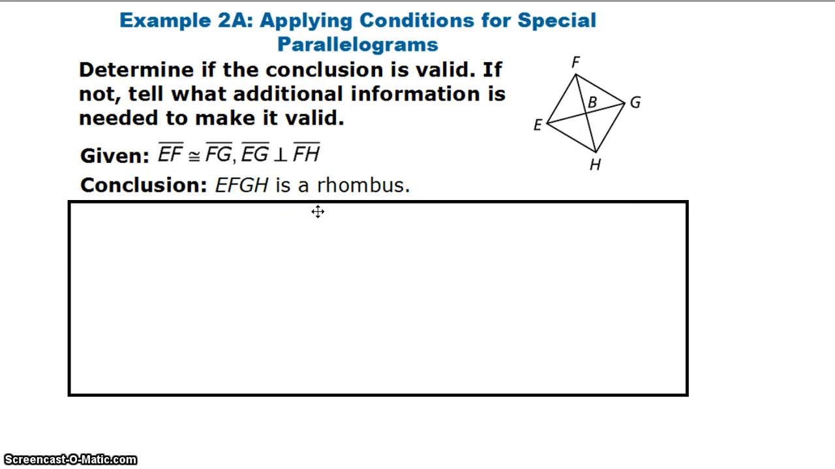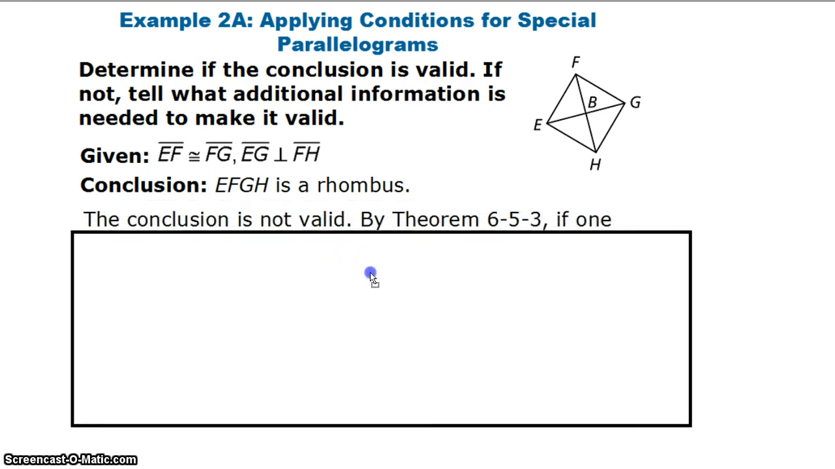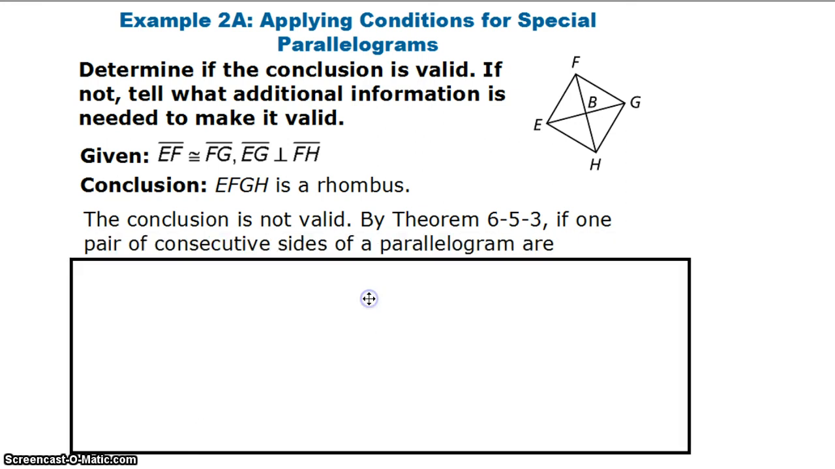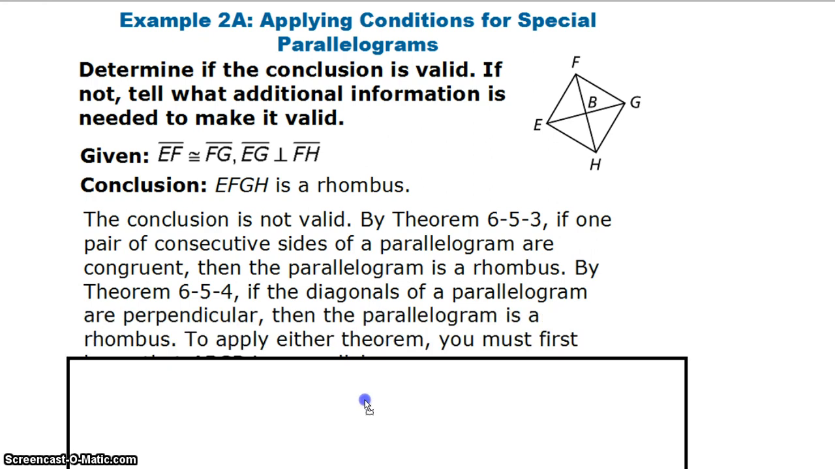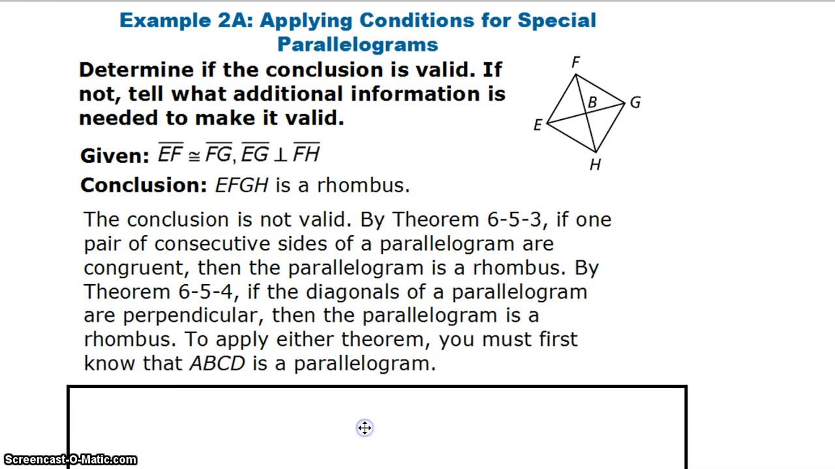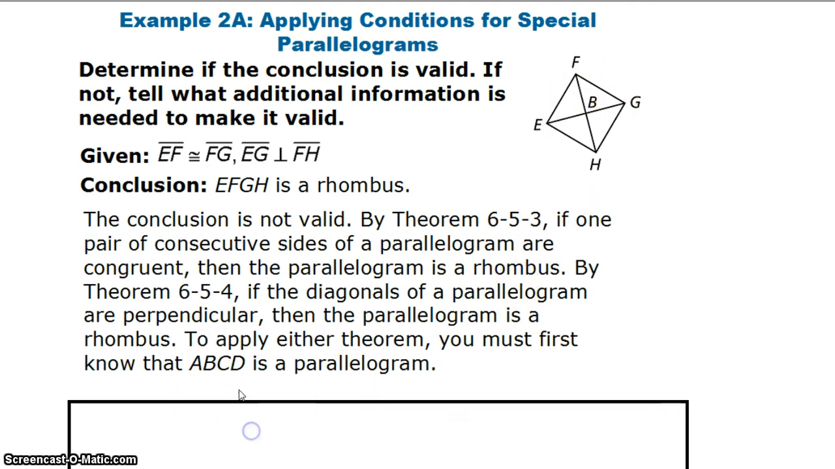Unfortunately, we can't. And why can't we? What is the reason we can't? Hopefully you're thinking, we do not know if this quadrilateral is a parallelogram, right? So by these theorems, if we knew that this quadrilateral EFGH was a parallelogram, I don't know why they say ABCD here, that's an error, then the given information is enough for us to state that EFGH would be a rhombus. But we needed that information that was not given.